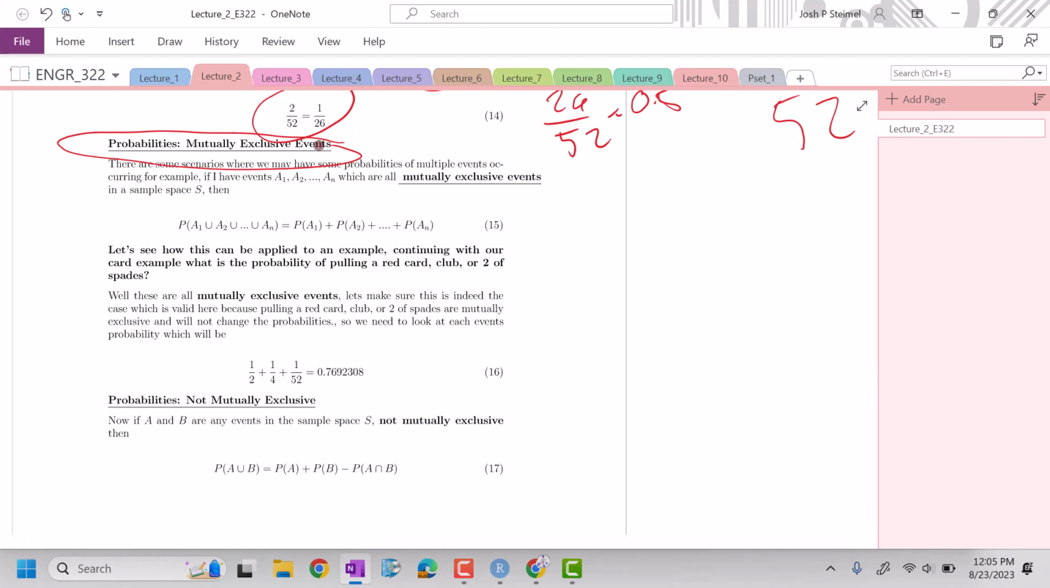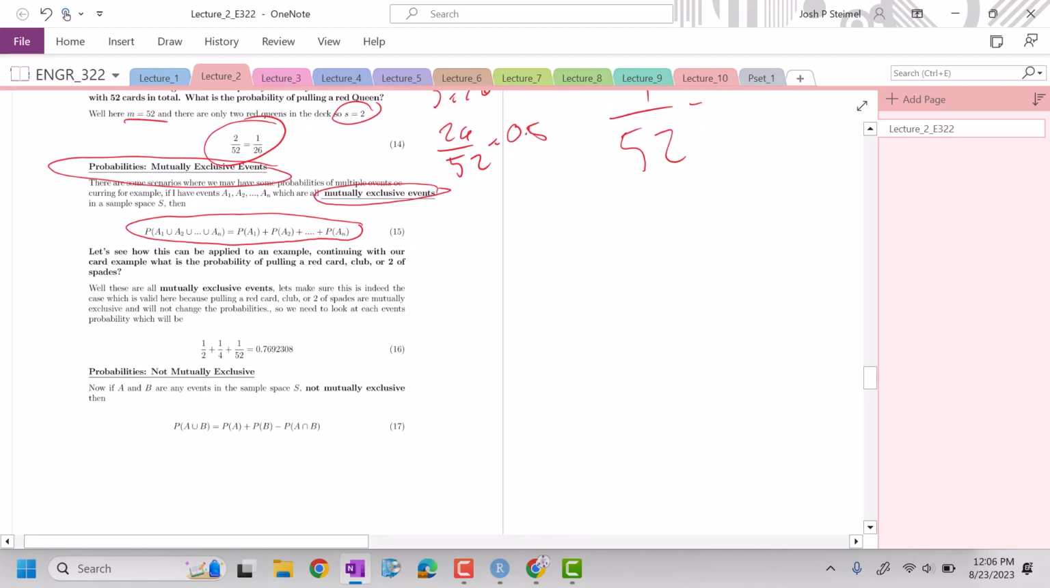Mutually exclusive events. So how do we deal with probabilities of multiple events occurring at essentially the same time? The key thing here is the word mutually exclusive, meaning that they can't occur at the same time. If this condition is met, and it's very important that we establish that this is in fact true, then we can utilize this expression and simply add the probabilities of each event occurring.